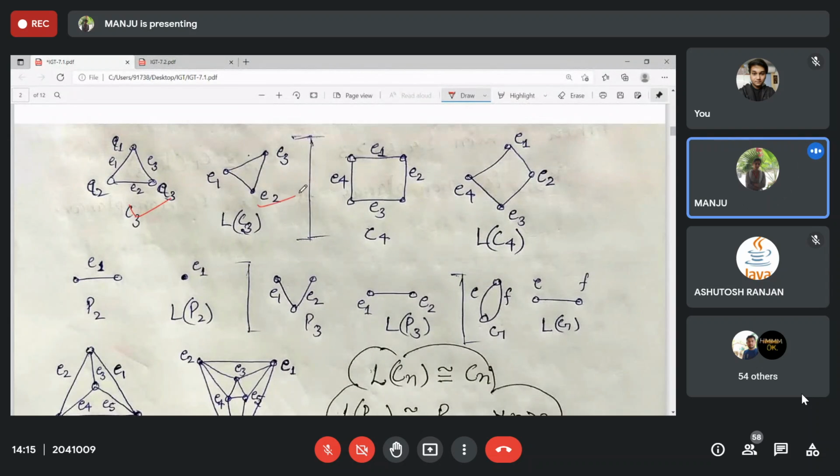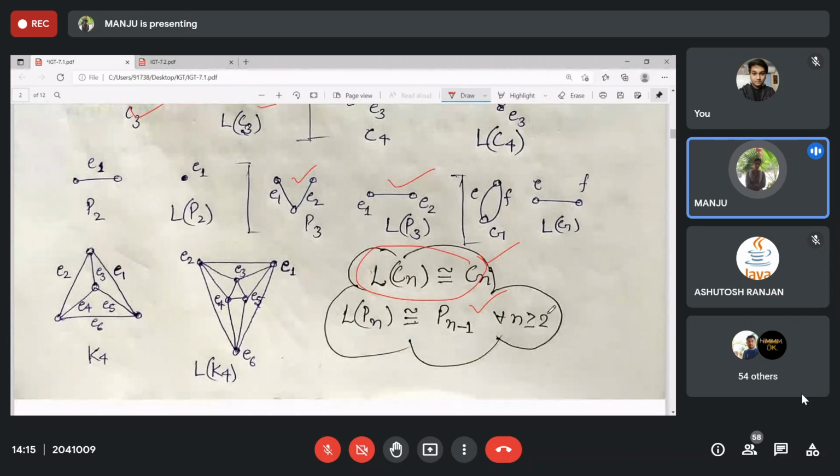For C3, you again have C3. These are the vertices, adjacent because of a common point, adjacent because of a common point, adjacent because of a common point. For C4 again C4, in general Cn it will be Cn. And for Pn, it will be Pn minus 1. For P3, P2, and we found for P4 it was coming as P3. So in general, whenever n is at least 2, a non-trivial path becomes n minus 1. Clear? Yes, ma'am.